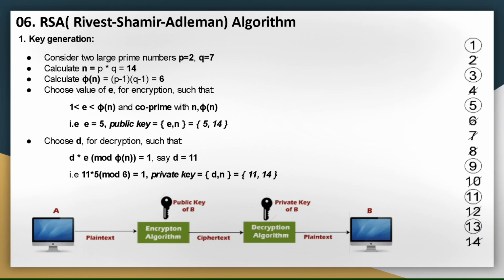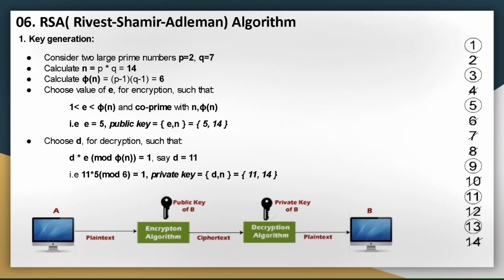So here we have taken the value 5, which is greater than 1 and less than phi of n, which is 6, and it is co-prime with n and phi of n. Co-prime, if you know the prime factors, the prime factors of 14 will be the crossed numbers and the co-prime will be the non-crossed numbers. So that is the count of numbers which are co-prime with 14. So the E will be the value 5 here.